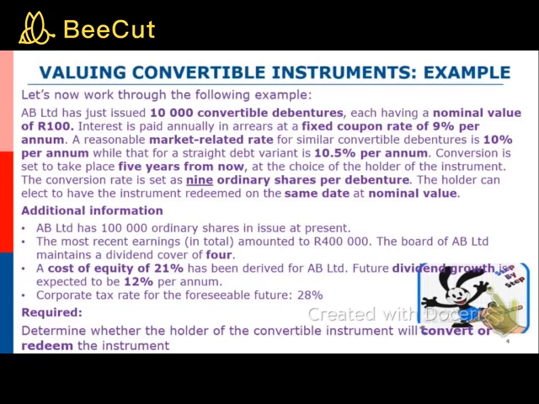Firstly, you are told here that AB Limited has 100,000 ordinary shares in issue at present. Now, the question at this point that I'd like to ask you is how many additional shares should conversion take place? We don't know yet whether it will or not. But if it was to take place, how many additional ordinary shares would be issued? And so we have 10,000 convertible instruments in issue. They each convert into 9 ordinary shares, so we would have to issue 90,000 additional ordinary shares.